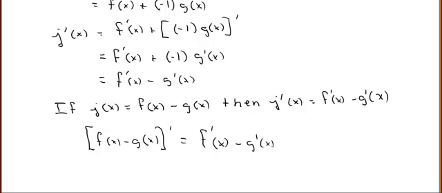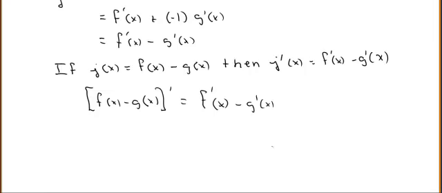So we have the derivative of the sum is the sum of the derivatives. The derivative of a constant times a function is a constant times the derivative, and the derivative of the difference of two functions is the difference of the derivatives. All right, these rules, well, the first two, basically say that the derivative is a linear transformation.